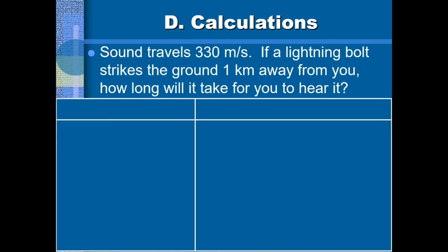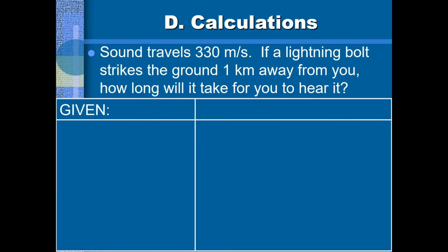Alright, sound travels at 330 meters per second. If a lightning bolt strikes the ground 1 kilometer away, how long would it take you to hear it? How many meters are in a kilometer? What does the prefix kilo mean? 1,000. So 1 kilometer is the same thing, you replace kilo with 1,000, 1,000 meters. So it says sound travels at 330 meters per second. A lightning bolt strikes the ground 1 kilometer, or 1,000 meters, away. How long will it take you to hear it?